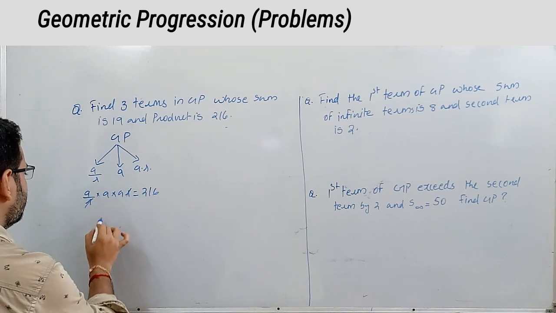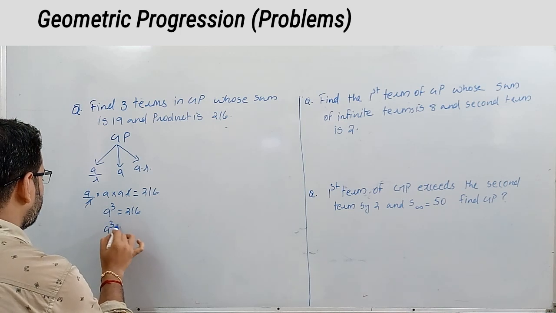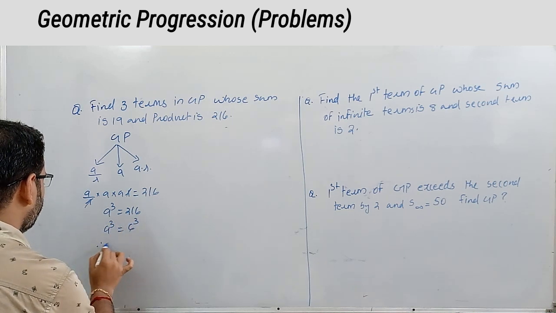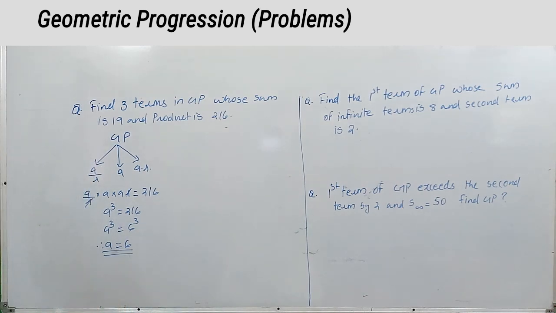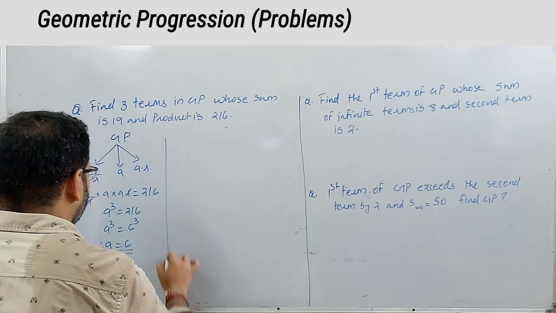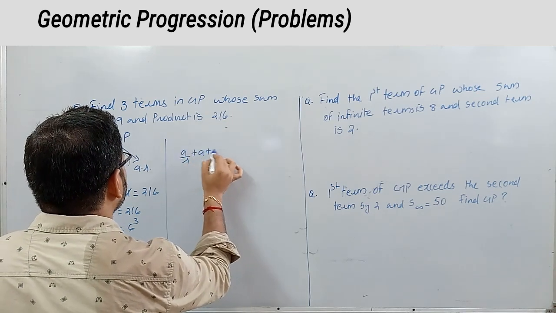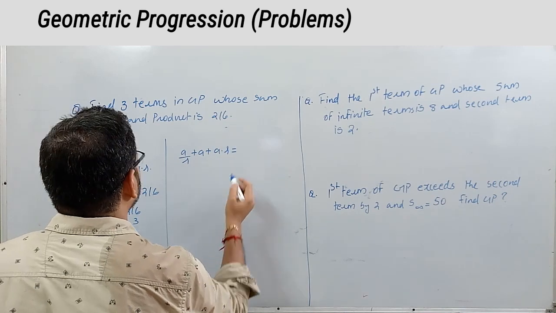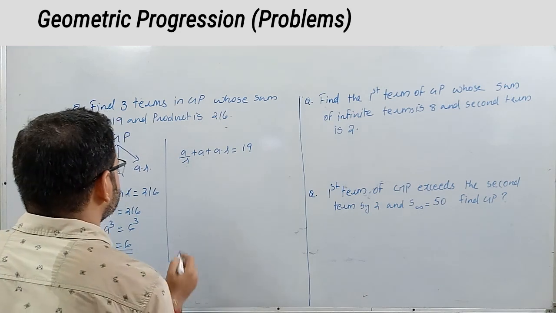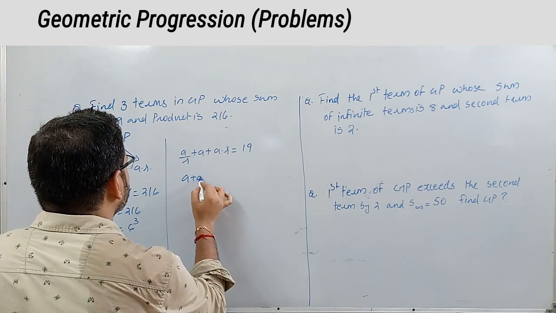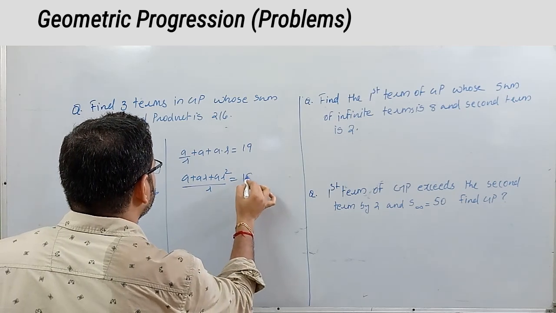216. A gets cancelled. a cube equal to 216. a cube can be written as 6 raised to 3. Therefore, a is equal to 6. Now, whose sum is, that means a by r plus a plus ar is equal to 19. Sum of 3 terms is 19. Then taking LCM, a plus ar square divided by r is equal to 19.